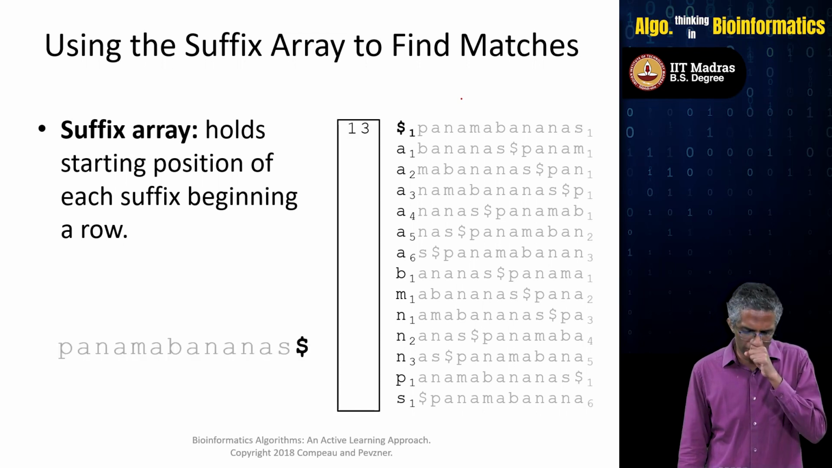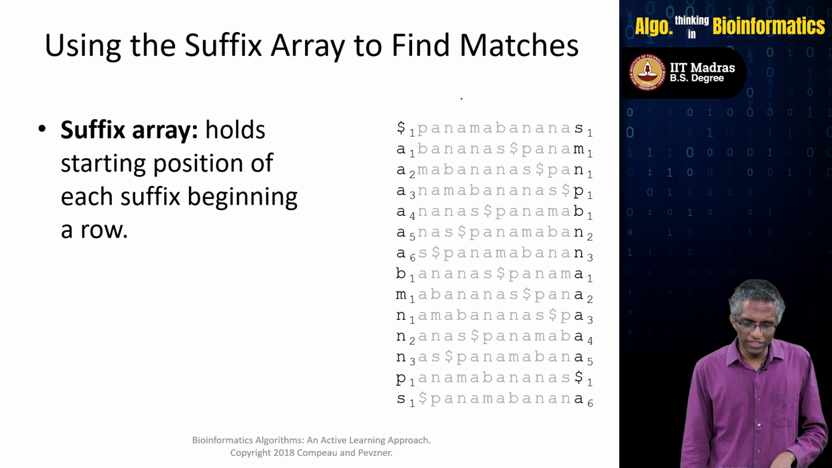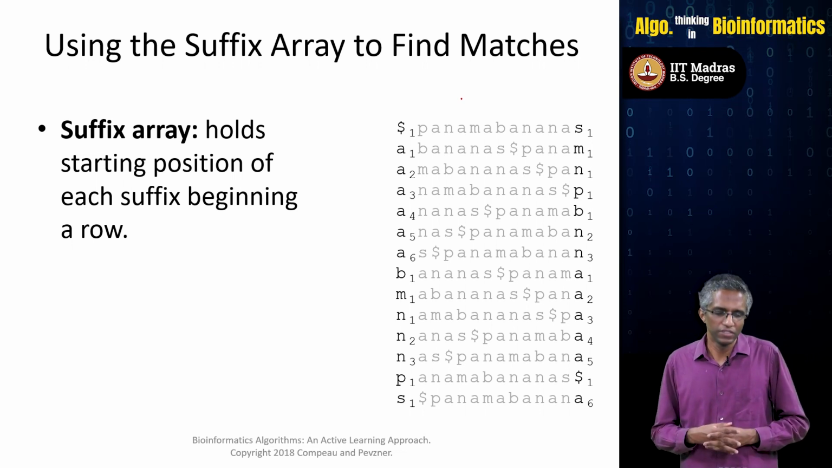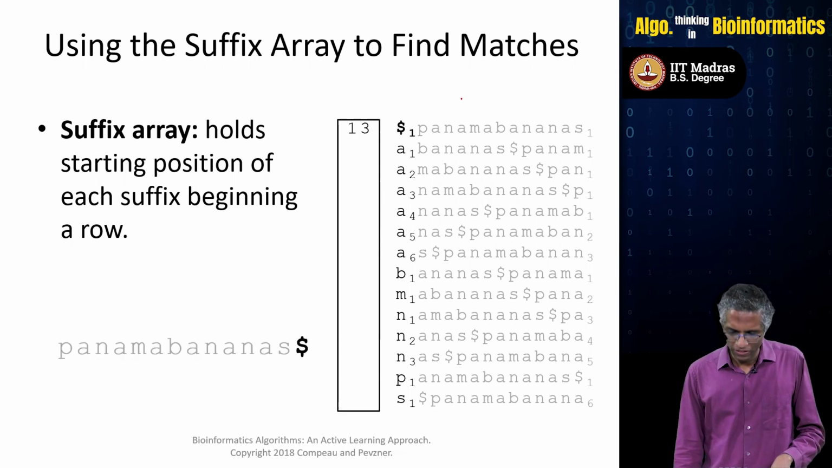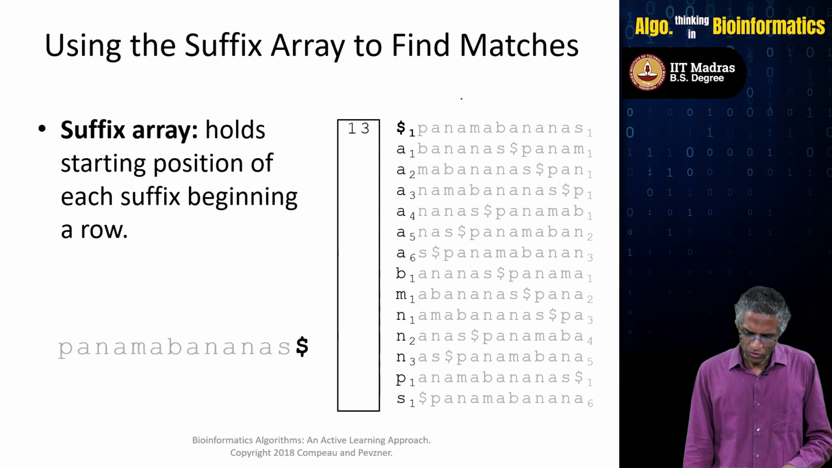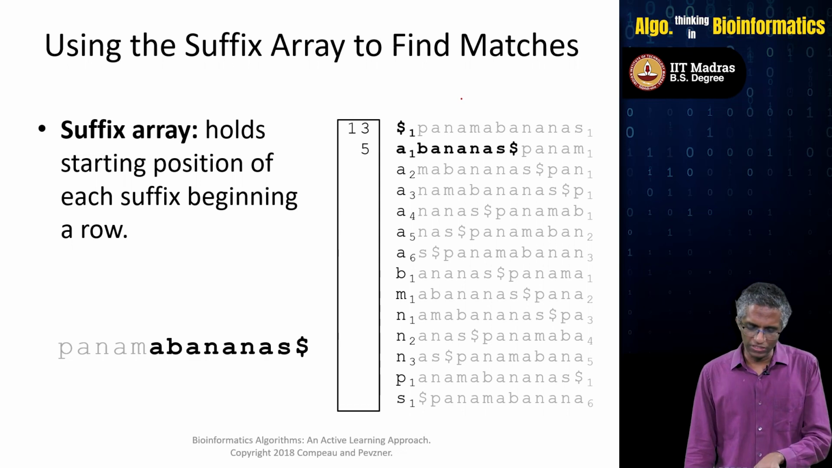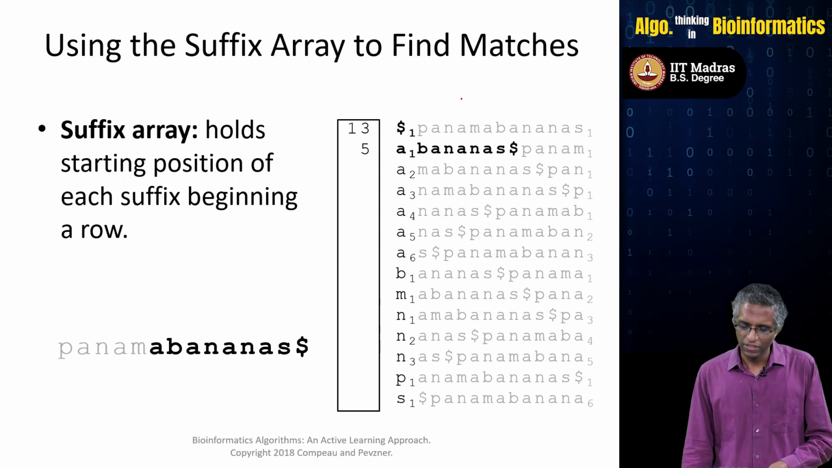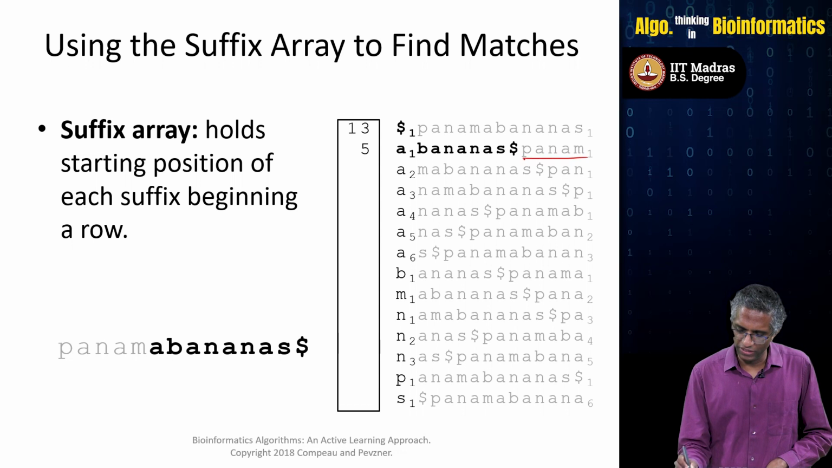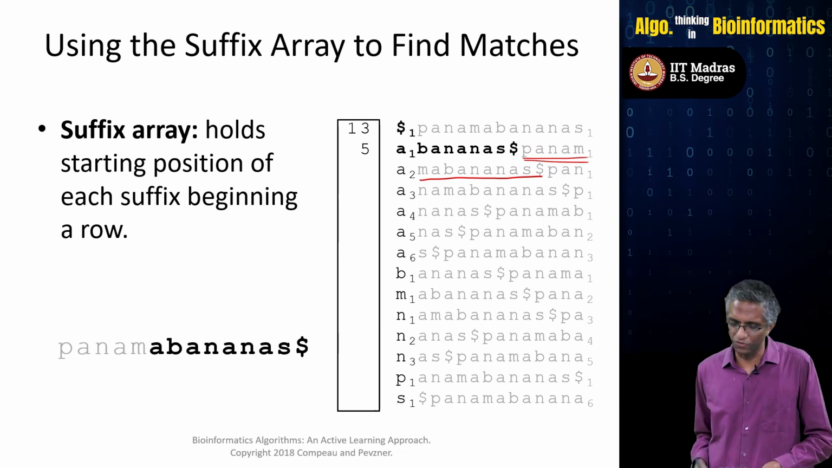You can think about it: the suffix array holds the starting positions of each suffix beginning a row. So this is a suffix that is at position 13. The second one is the suffix that is starting at the 5th position, right? A bananas. So for all of the cyclic rotations, you don't consider everything that is happening after the dollar. You just look at this MA bananas all the way till the dollar. That will give you a suffix, right?